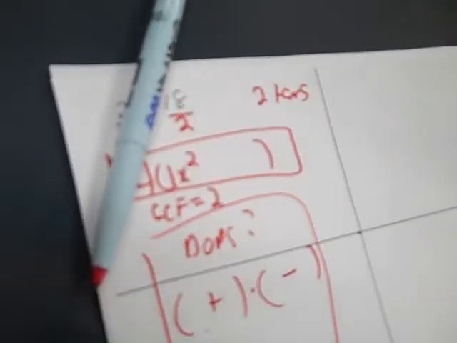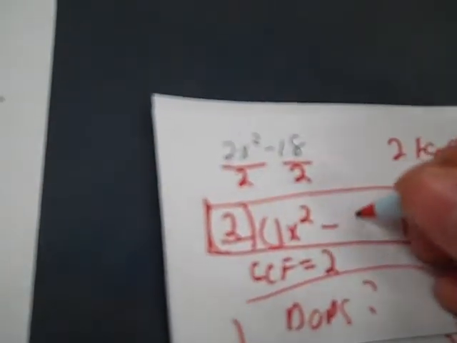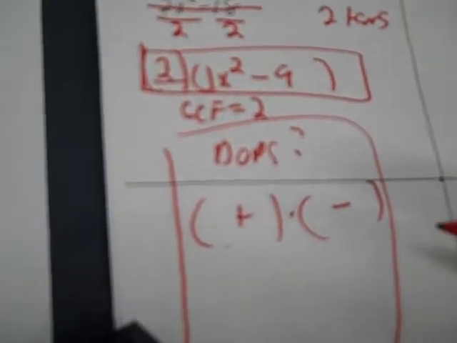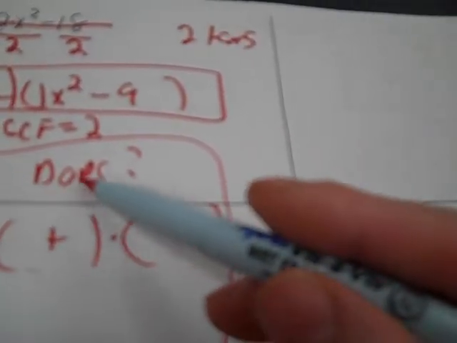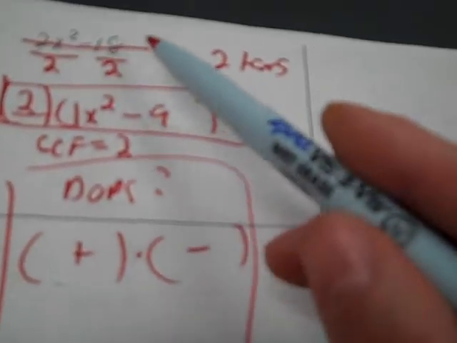Then I take negative 18 divided by 2, which is negative 9, so I put minus 9 and cross that out. I don't want to look at that anymore. Because when I'm looking for my DOPS, my difference of perfect squares, I want to look at these two, not up here.